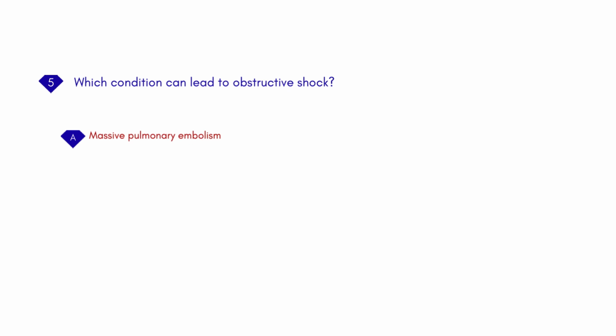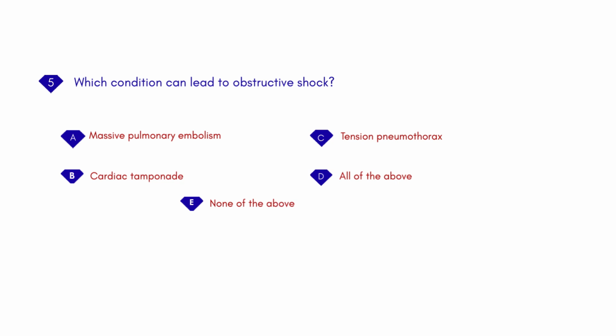Which condition can lead to obstructive shock? A. Massive pulmonary embolism. B. Cardiac tamponade. C. Tension pneumothorax. D. All of the above. E. None of the above. Answer: D. All of the above.